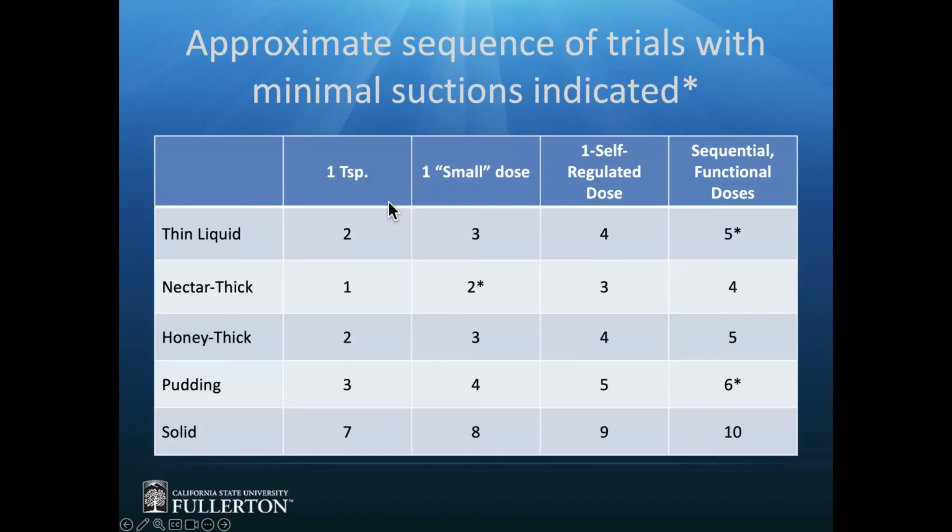All right. Here is a chart you've seen many, many times, suggesting an order. And again, you can see I'm starting with a teaspoon of nectar, and I'm progressing, if they get there, to sequential functional doses of solid. And all the 2s and the 3s are kind of variable depending upon what you're finding.